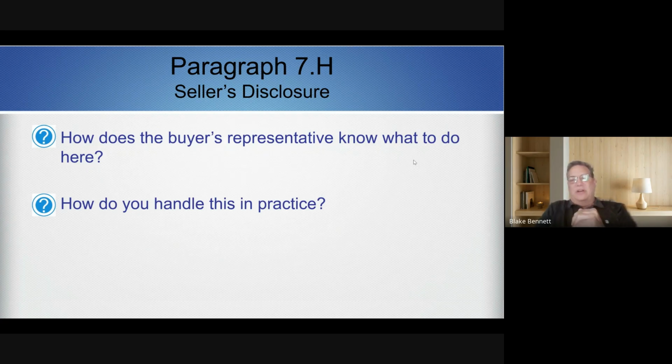How does the buyer's representative know what to do here? As far as the seller's disclosure, you don't fill it out. That's for the seller to fill out. So yes, if you submit a contract, you should expect seller to get that disclosure back to you, and then have your buyer initial it, and then get that seller's disclosure prior to having that executable contract. In practice, a lot of times you see buyers fill it out and sellers initial that, yep, you know what, we agree here.